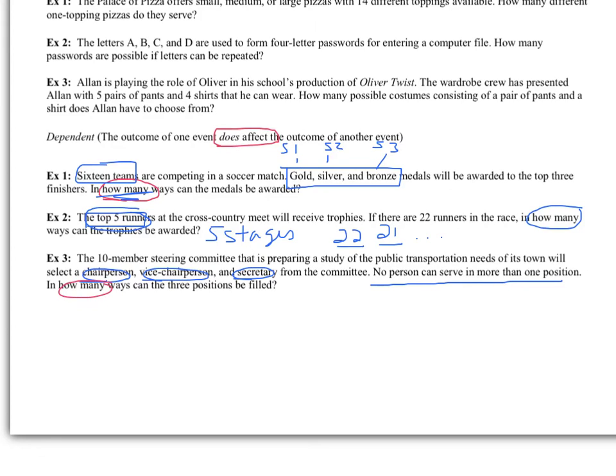And when we get to permutations, we'll notice that it's very similar to this, but the difference here is that not everybody is going to get to do something. And that makes it a counting principle question instead of a permutation. We'll talk about that later too.